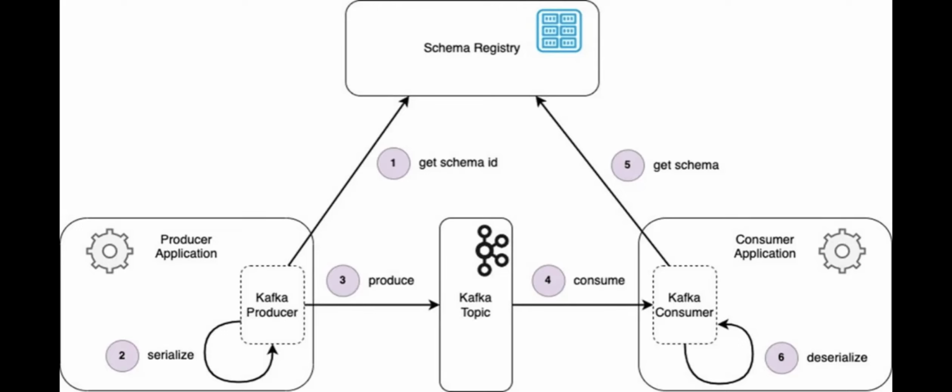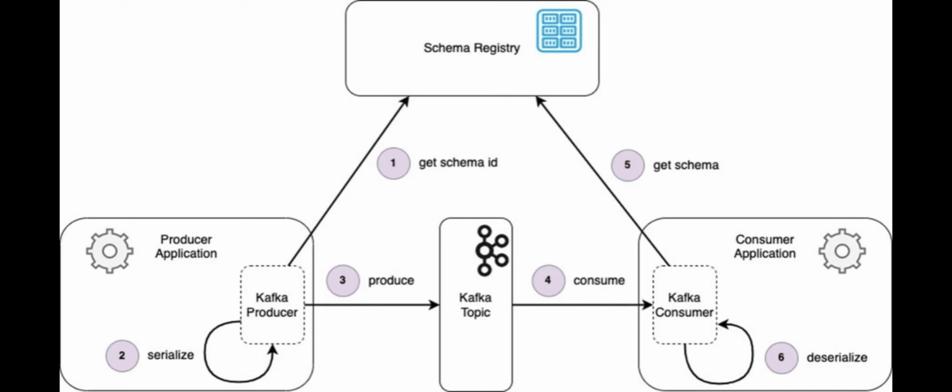Apache Kafka is great for streaming data, but managing data structure, schemas, across producers and consumers is risky. Without schema enforcement, one team might change a message format. Another team's consumer might break silently.